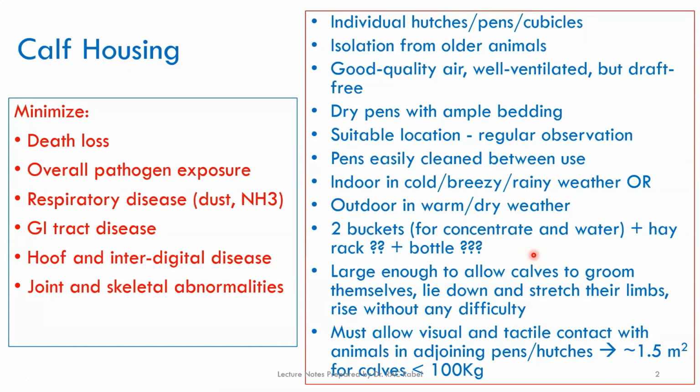And there should be two buckets. So what should these buckets be for? Is it for concentrate, water, milk, or roughage? So think about it. And in older generation calf pens, you will also see a hay rack. I will be showing a photograph of such a hay rack. But as you know, nowadays we don't recommend feeding hay to calves. Therefore, this hay rack is an obsolete component in modern calf pen designs. You will not see a hay rack, and there has to be a bottle.